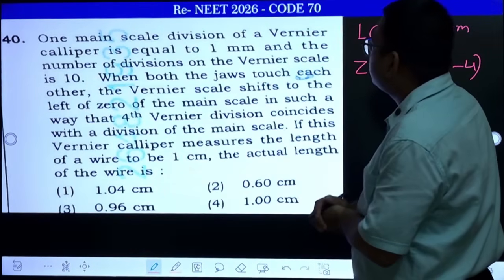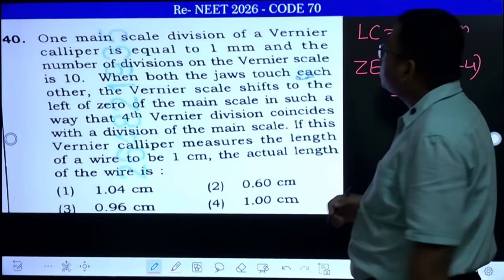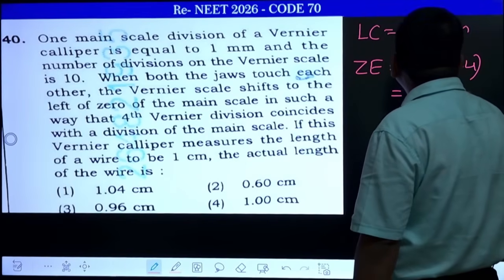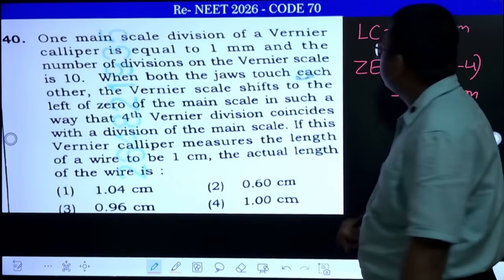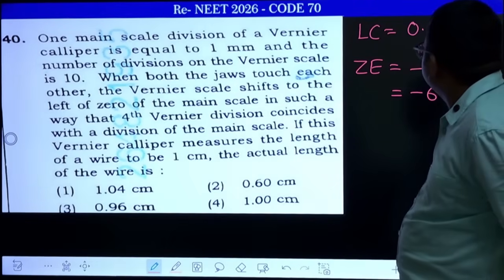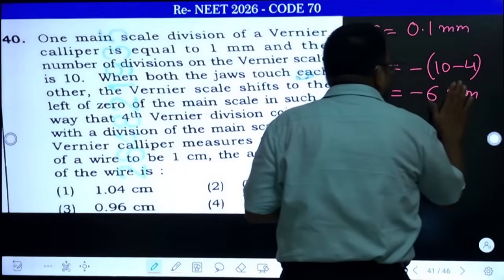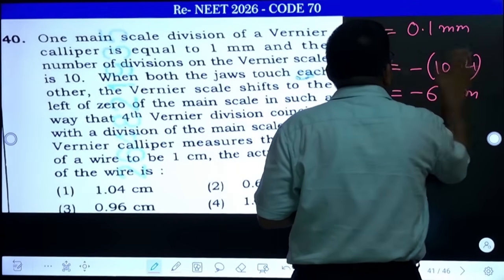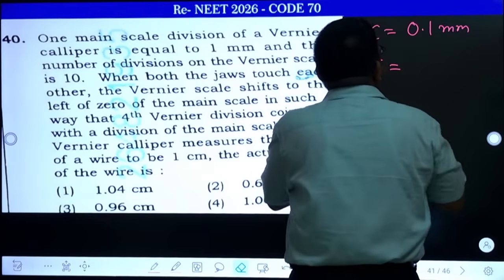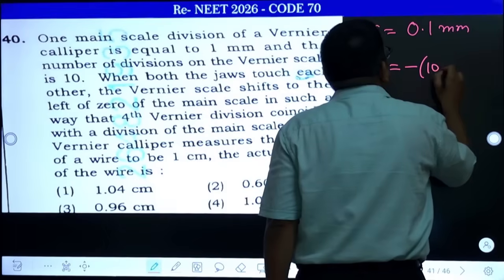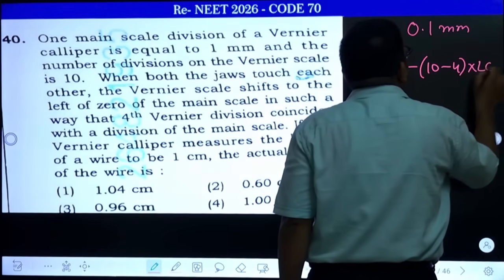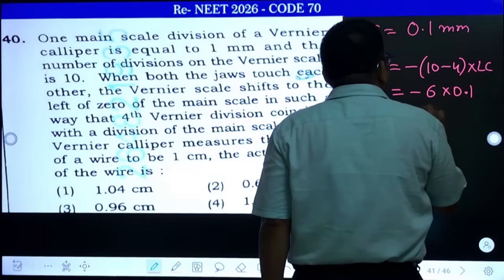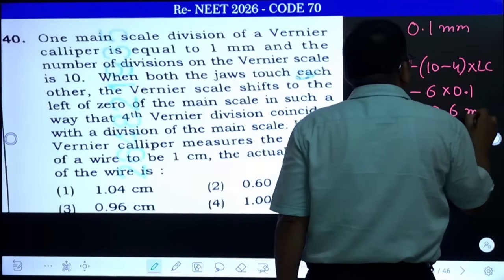that means it is coming as minus 6 divisions, right? And each division is how much? No, we need to multiply with the least count, right? Multiply with the least count. So minus (10 minus 4) into least count, so minus 6 into 0.1, minus 0.6 millimeter.